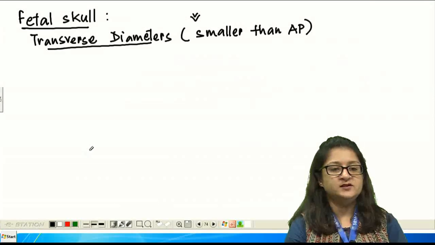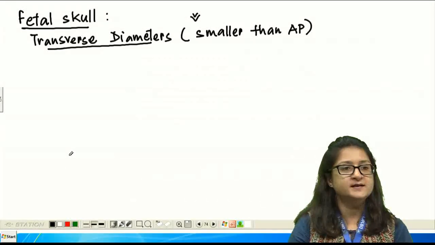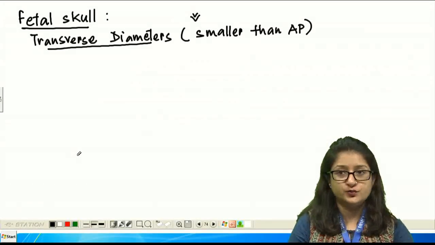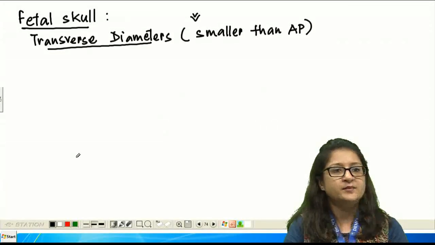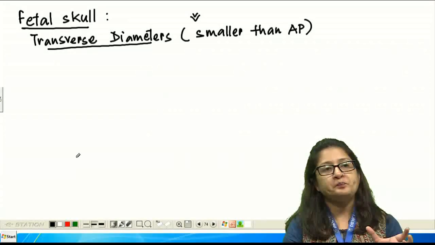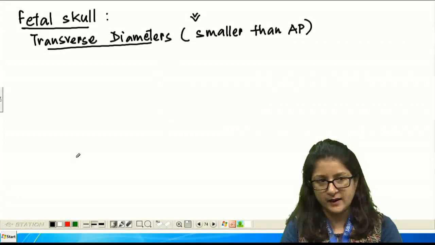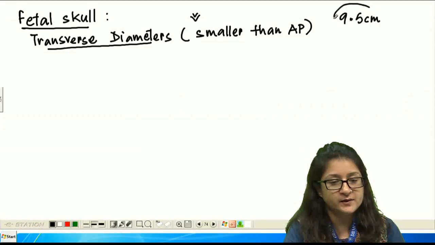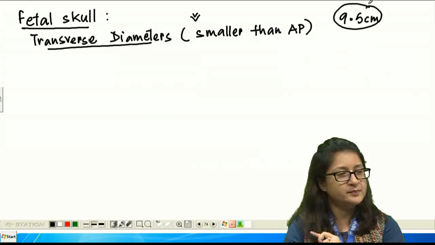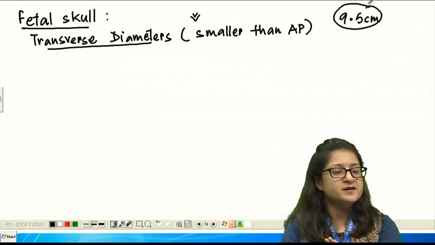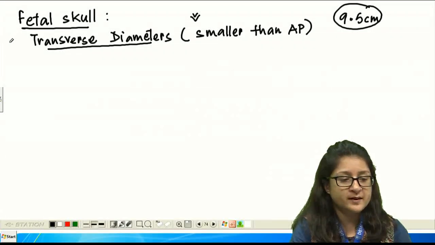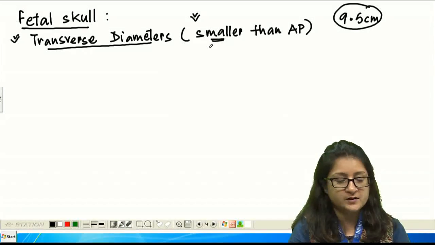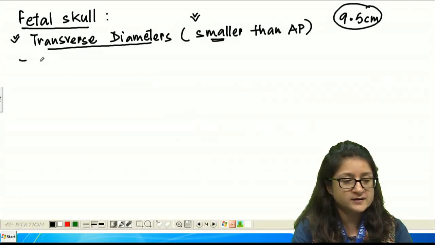Because sometimes in NEET PG they ask which of these among the four options is the longest, which is the smallest. So if they are all the diameters of the fetal skull, remember that the transverse diameters are always smaller than the AP diameters. You will have to remember which diameters are 9.5 centimeters, so that you will remember at least 3 diameters which are 9.5 centimeters, so we will rule them out. So in the transverse diameters, let us go one by one.